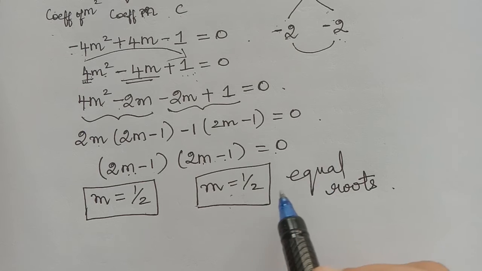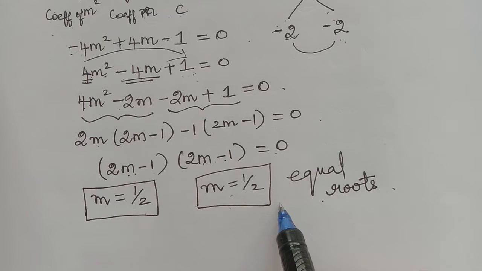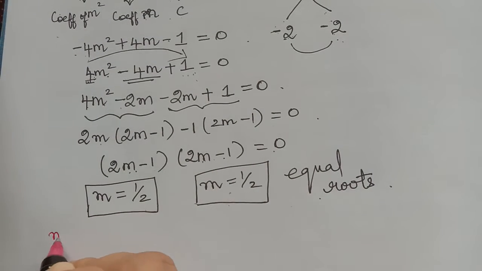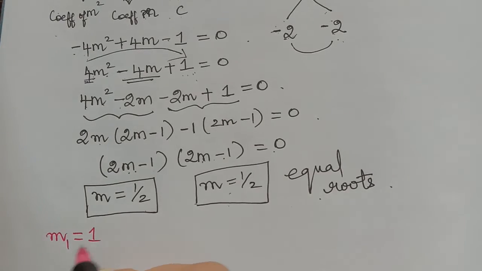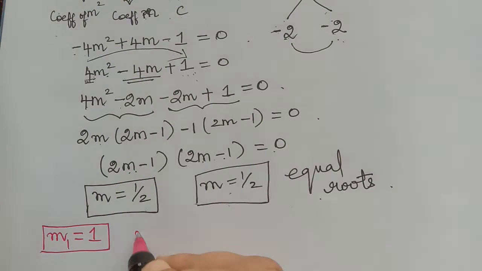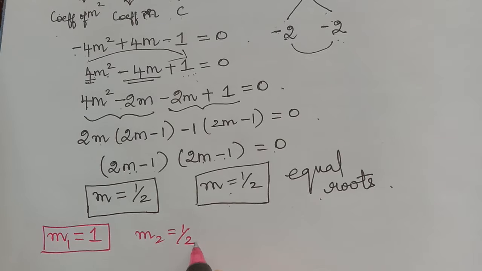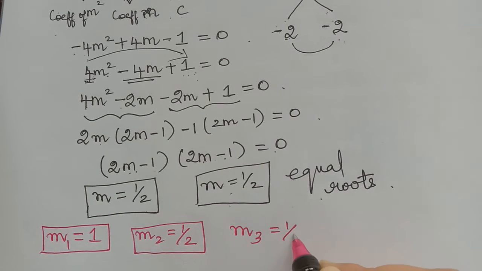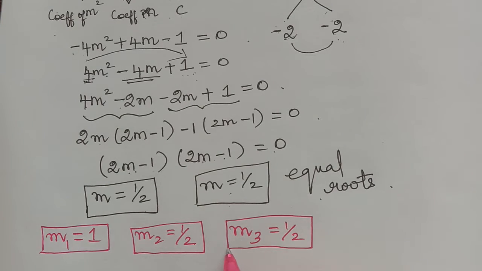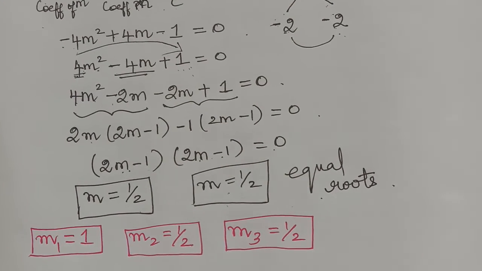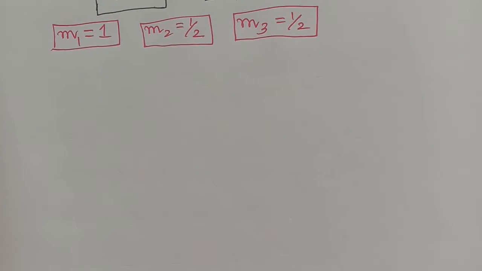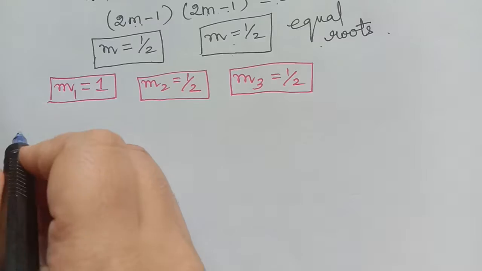Now having these three values of m, we have to find the corresponding values of C1, C2 and C3. So let us do that now. So therefore the value of m1 is 1, m2 is 1 by 2 and m3 is equal to 1 by 2. So these are the three values. Now the first value is m1 is equal to 1. For that we have to find the corresponding C value. So let us do that now.